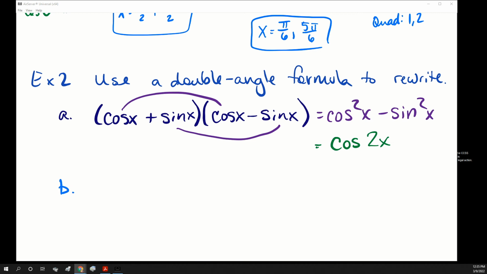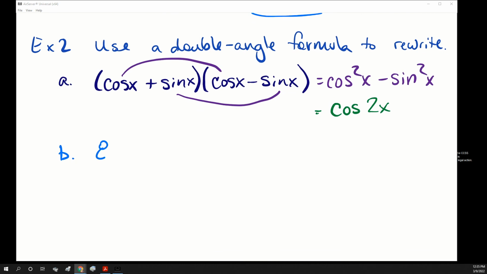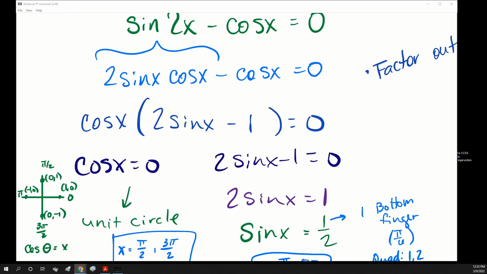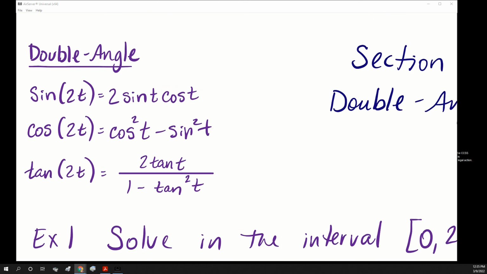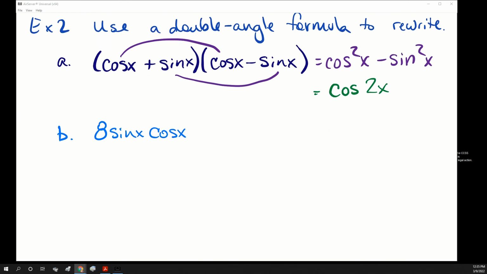Let's look at one more and then we'll do something a little different. So for B, we have 8 sine of x cosine of x. If you're looking at the double angle identities, it looks the most like this one. But to do this one, it actually does need to be a 2 right there. So any ideas? Can we write that with a 2 right there?